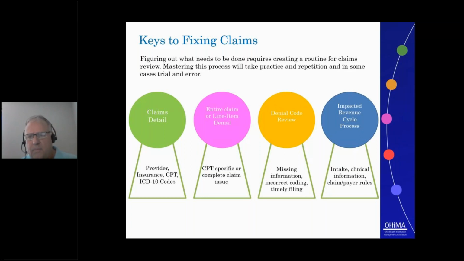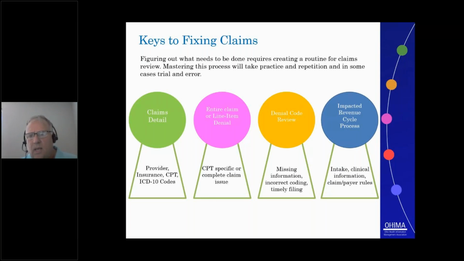First, review the claim and assess the claim details: what type of provider, what payer, what codes were used, etc. Understanding the claim information allows you to home in on payer rules and patient characteristics and services provided. Second, what was the denial for? Was it for a specific code or was it a global denial? In other words, should we be focusing on a specific claim line or the whole claim?